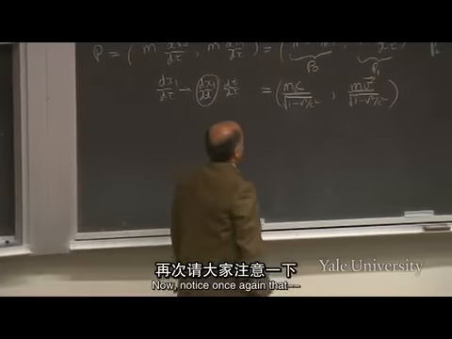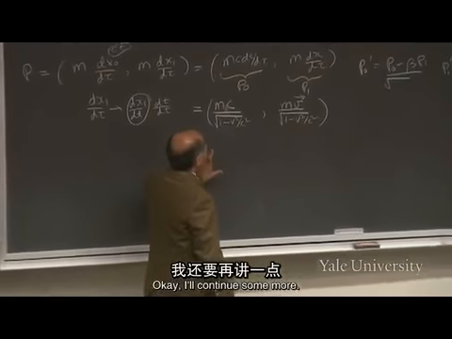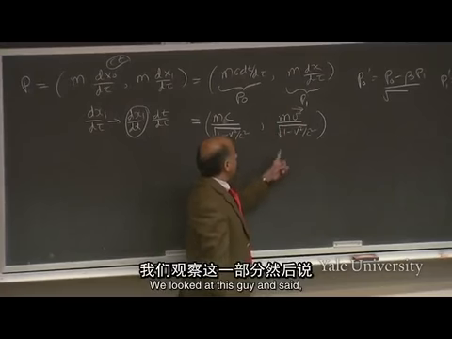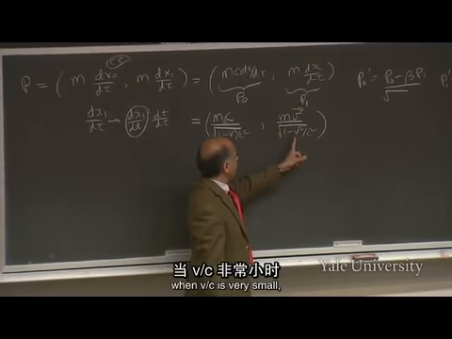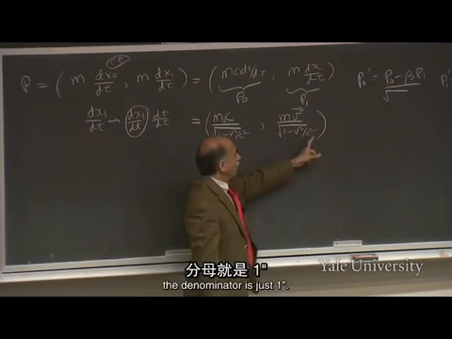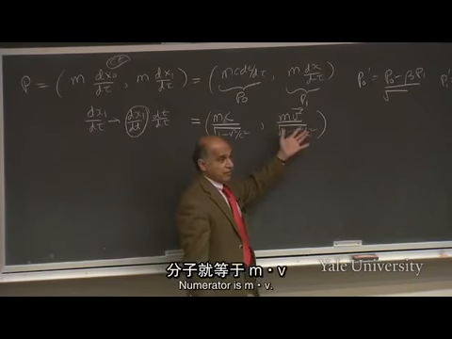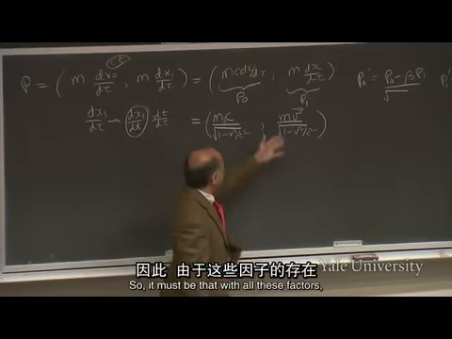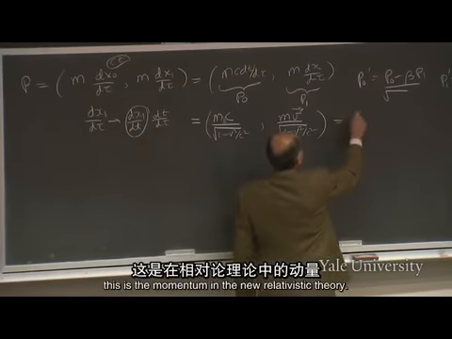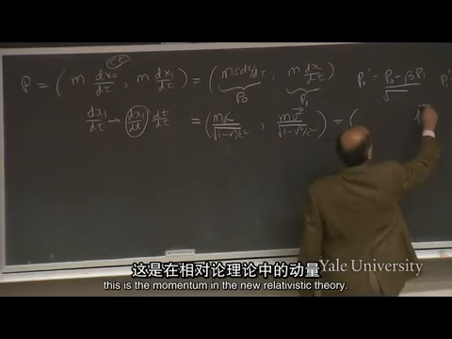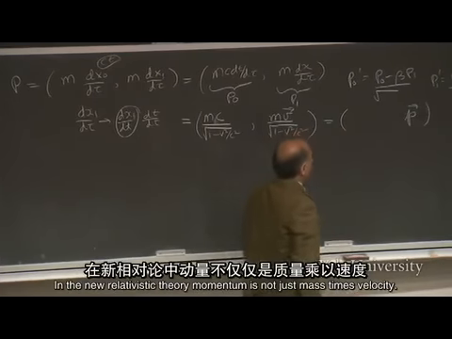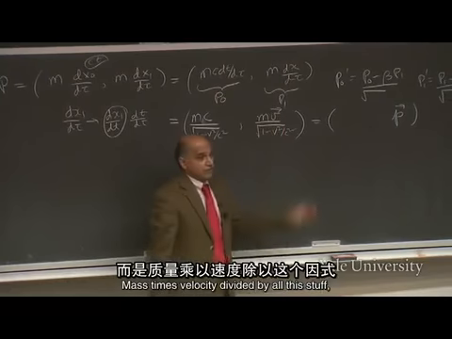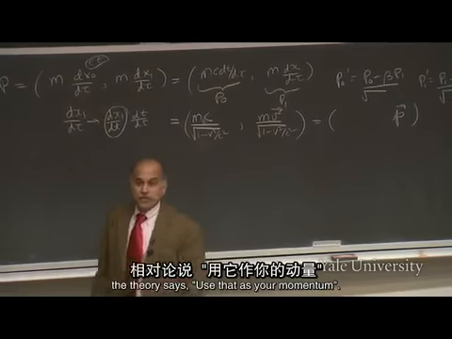Now, notice once again, I've already done this last time, but let me remind you. We looked at this and said, look, at small velocities, when v over c is very small, the denominator is just 1. The numerator is mv. Then I said, that's the momentum. So it must be that with all these factors, this is the momentum in the new relativistic theory. In the new relativistic theory, momentum is not just mass times velocity. It's mass times velocity divided by all this stuff. The theory says, use that as your momentum.